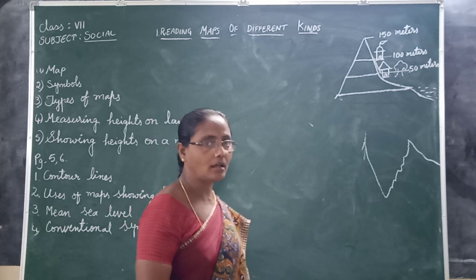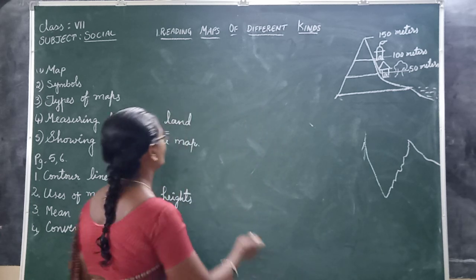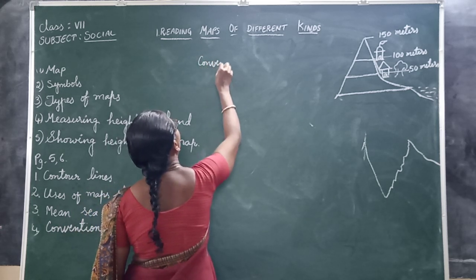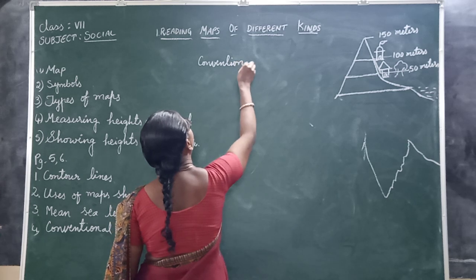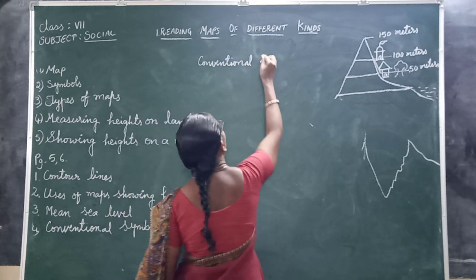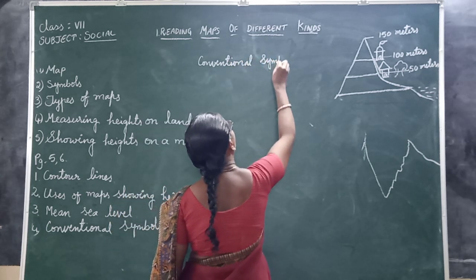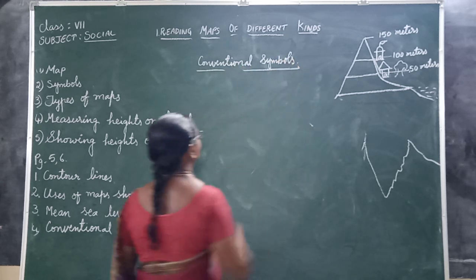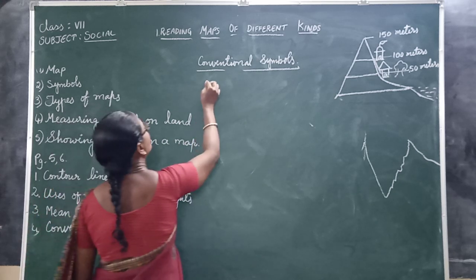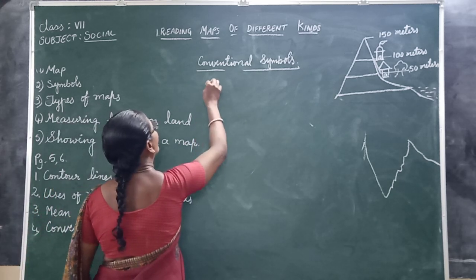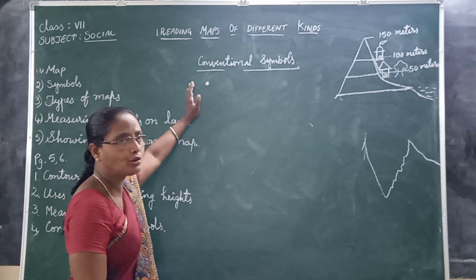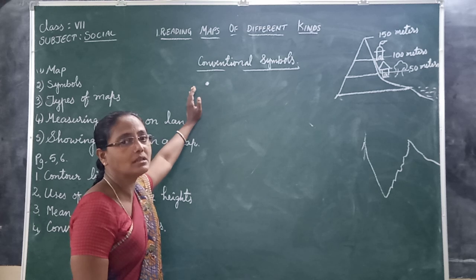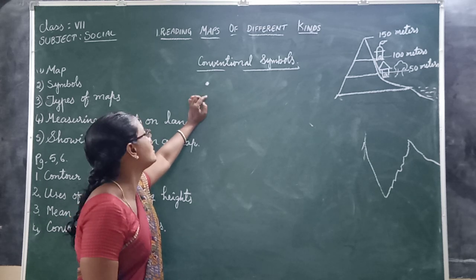Okay, now I can draw some of the common symbols. All the map makers use these symbols to prepare their maps. These symbols are called the conventional symbols.